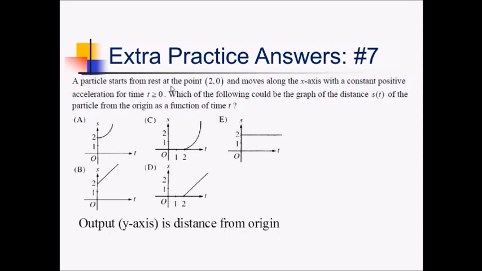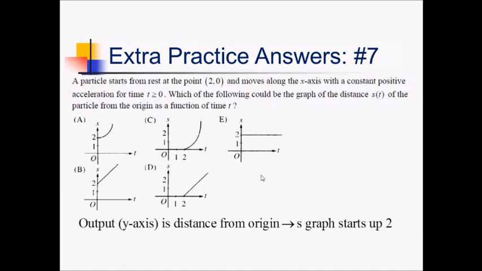If we're starting at the point (2, 0), that means we are starting a distance of 2 away from the origin. So the output, 2, is a y value if you look at all of these functions. So our graph is going to have to start up at 2 because you are 2 away from the origin at this initial point. So that means we're going to be looking at graphs A, E, and B.